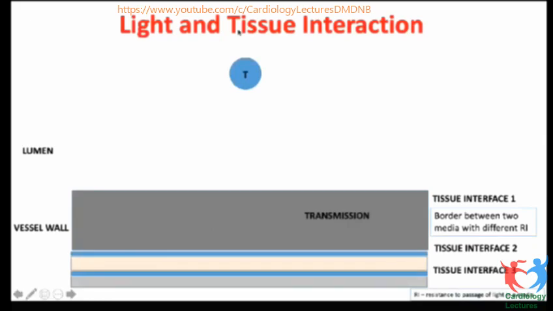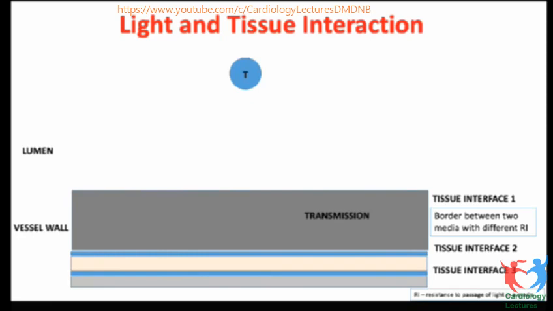So how does this light interact with the tissue? Before going into the details, we should understand two terminologies. One is the tissue interface. Tissue interface is nothing but a border between two media with a different refractive index. Refractive index is nothing but resistance to passage of light in a medium.